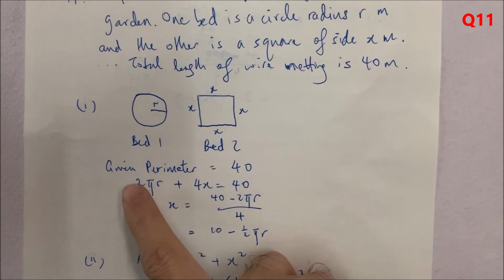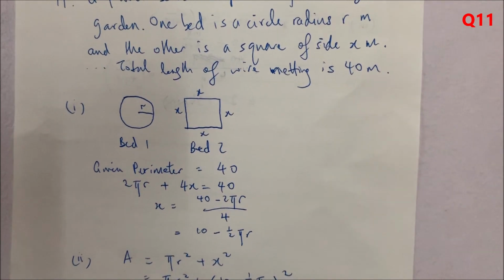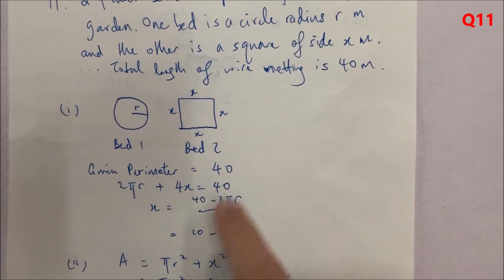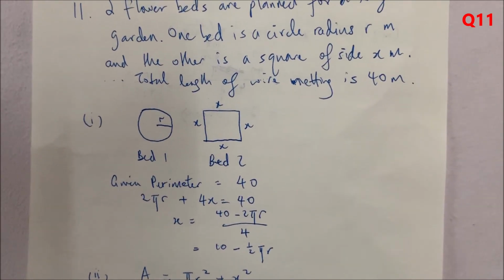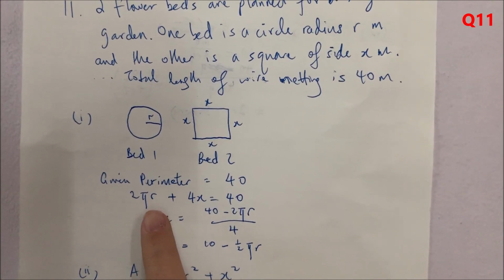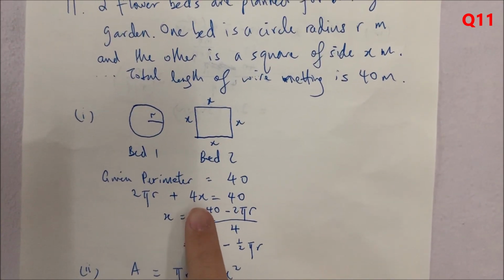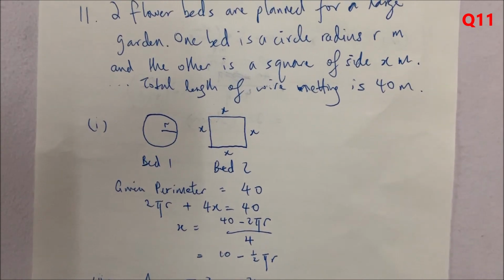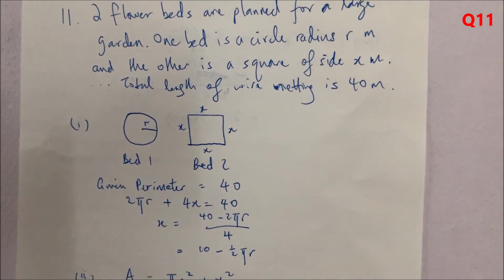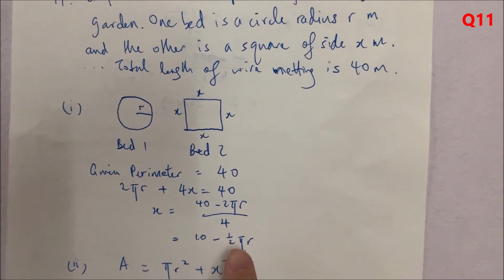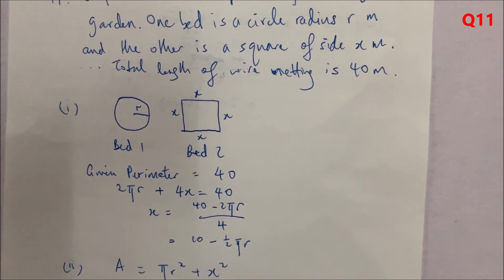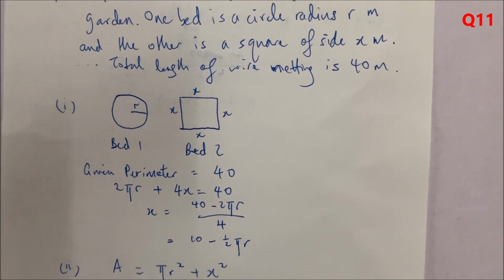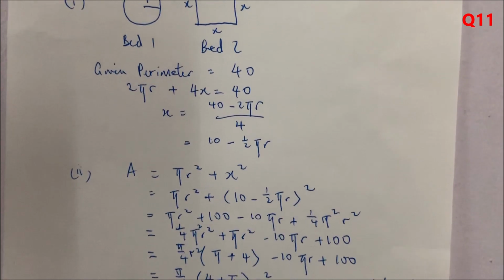start from the given information, right? Always remember that. And the given information is that the perimeter is 40. So the perimeter is just the circumference of circle 2 pi r and the square 4x. Total is 40. So making x the subject of the formula, you get x is 10 minus half pi r. So now later you want to prove that the area is a certain formula. So let's go to the area.